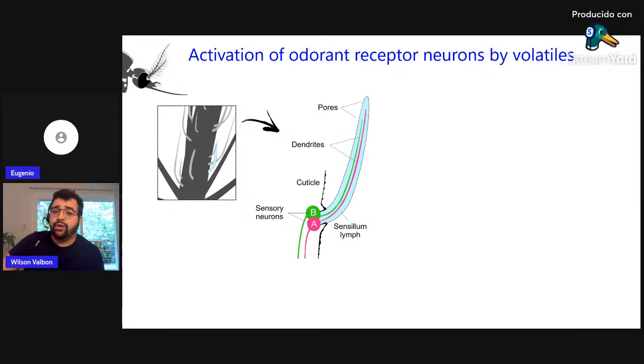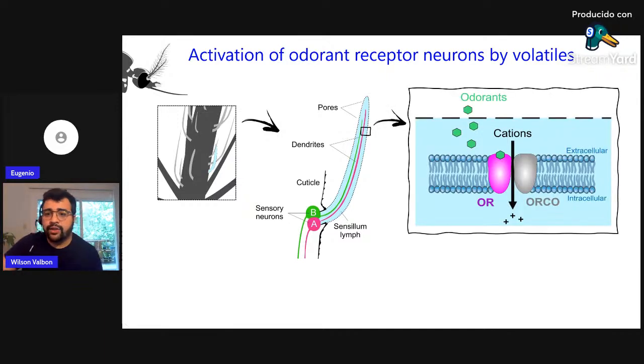Okay, the ORs or IRs are expressed in the dendrites, in the membrane of these two neurons here. So let's zoom in even more. Here you have the membrane of the neuron. Here you have the extracellular part, the intracellular part, and here the cuticle, and the odorant must cross the cuticle and get into the lymph.